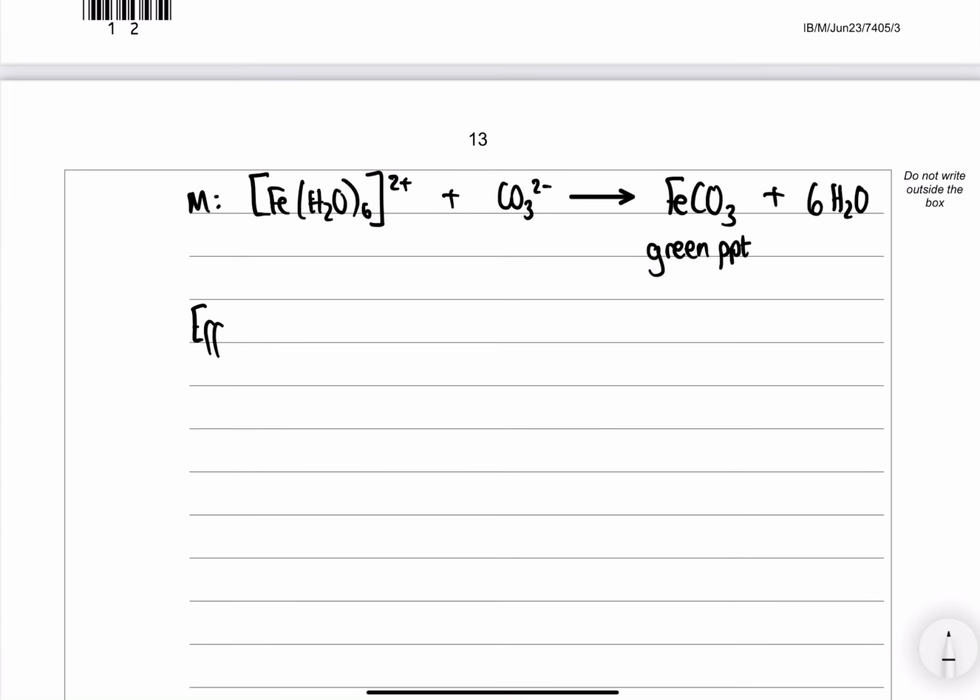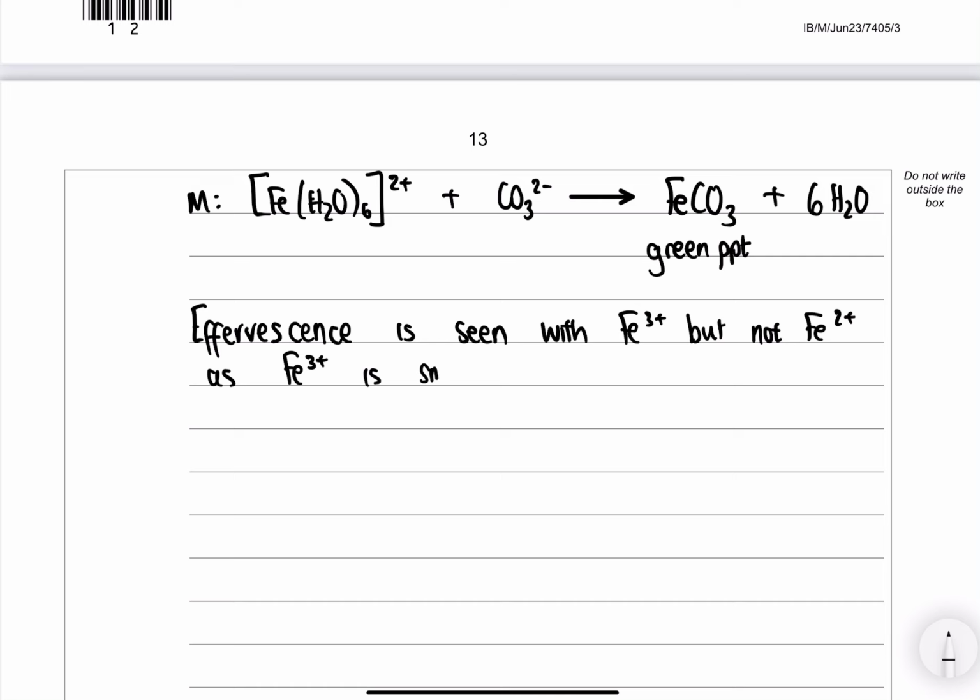So effervescence is seen with Fe3 plus but not Fe2 plus, as Fe3 plus is more highly charged, so it's smaller and more highly charged. Same number of protons holding fewer electrons, smaller and more highly charged, so it has higher charge density.